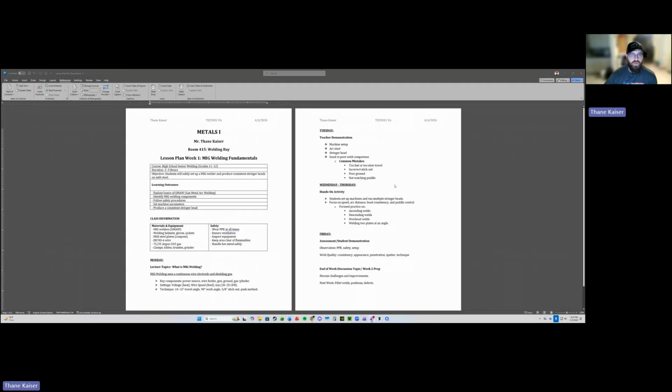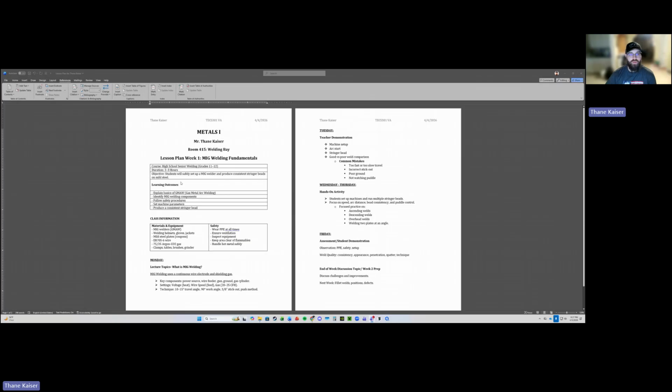I decided to do a junior and senior metals class, and so this will be my lesson plan for one of that class, MIG welding fundamentals. On the left-hand side here, we have our course, high school senior welding. Our duration for that class is going to be 2 to 3 hours every day.